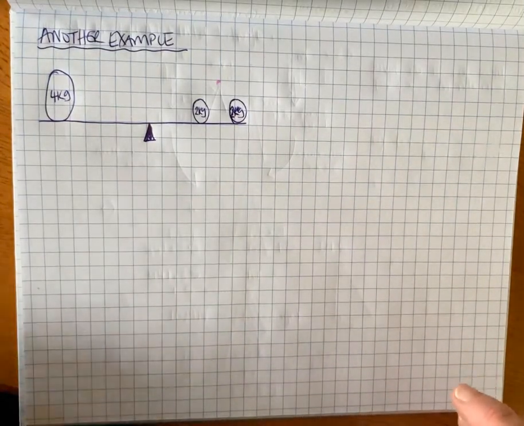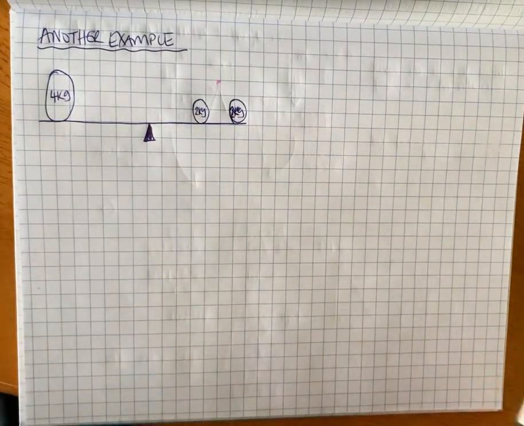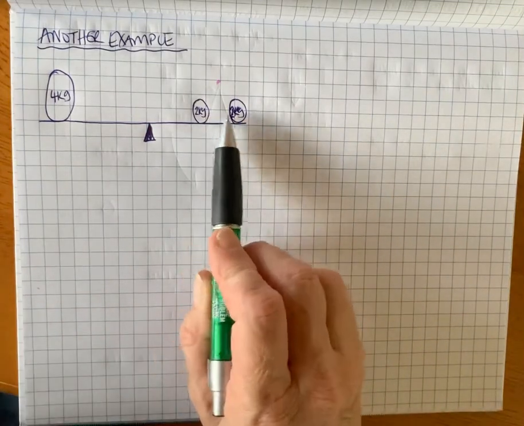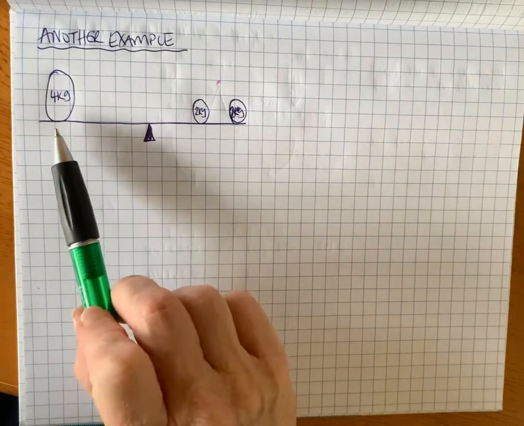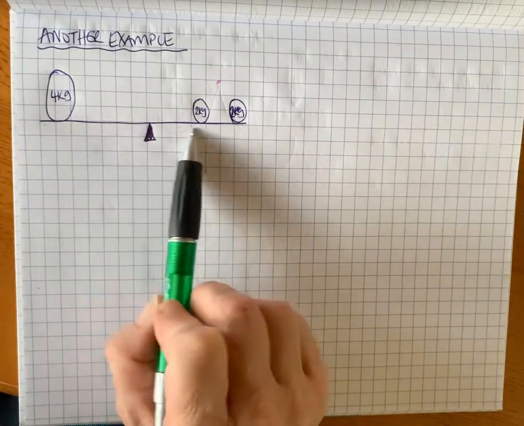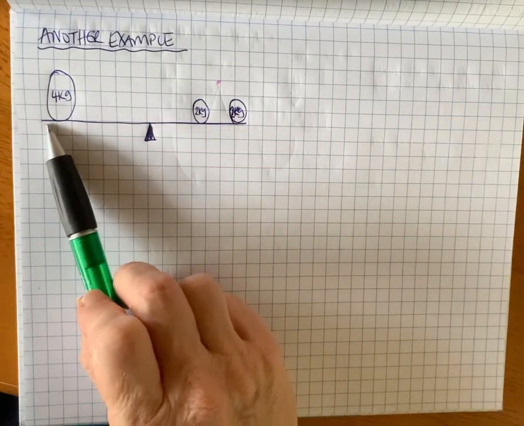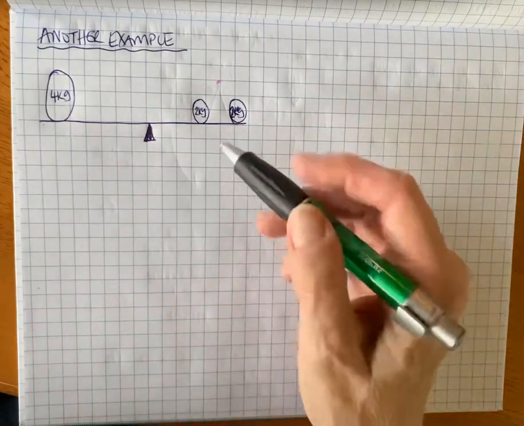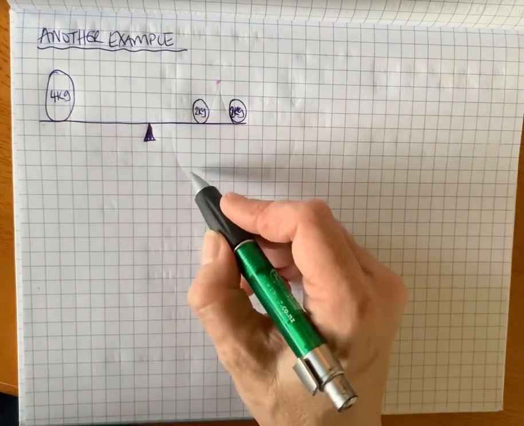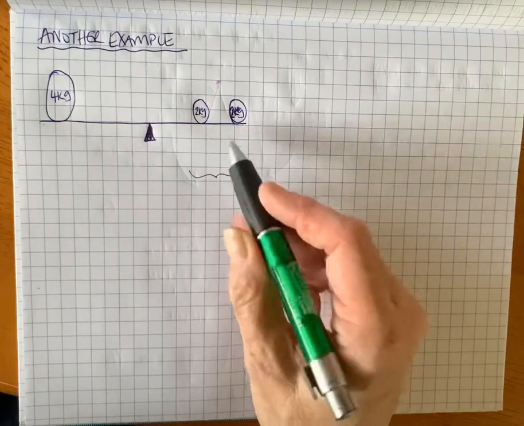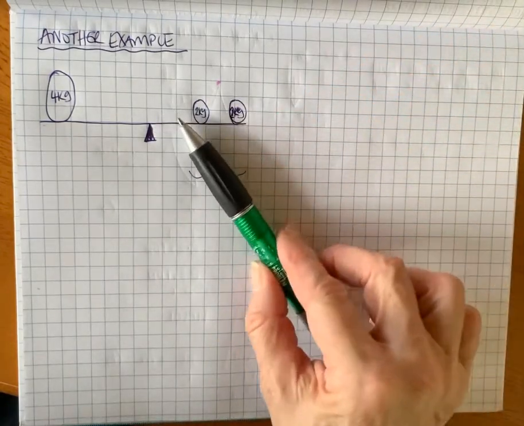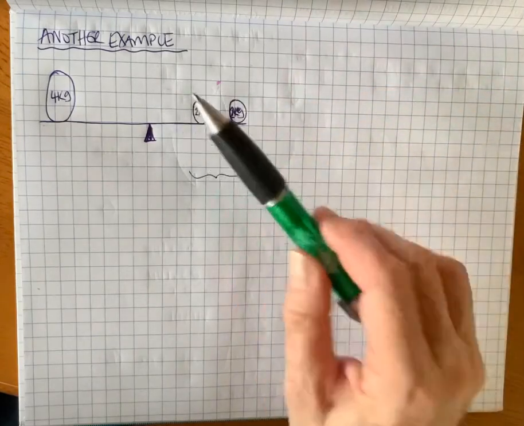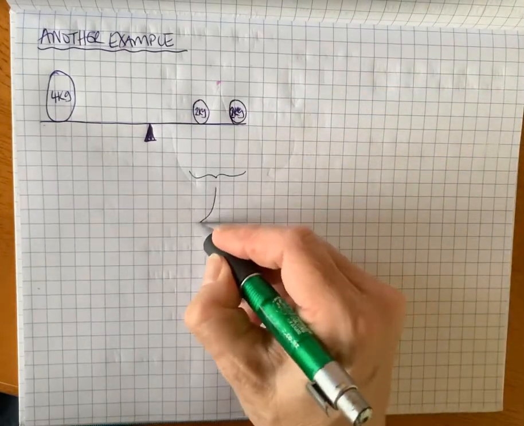Okay, this is another example of a seesaw, but this time we've actually got two masses on one side. When the seesaw is in equilibrium, again the seesaw would be horizontal. So these two objects here, if they were on the seesaw by themselves, the seesaw would turn in this direction, the same direction that my pen's turning, and so that's the clockwise direction.